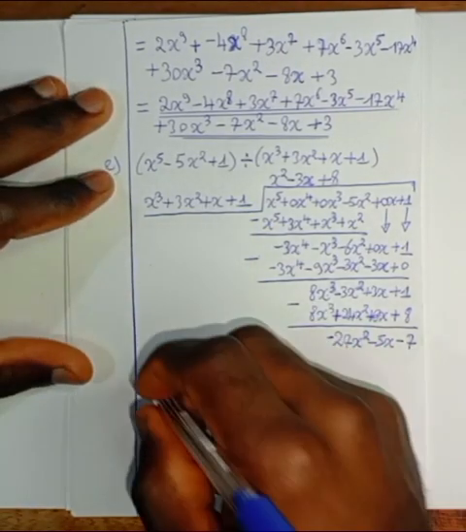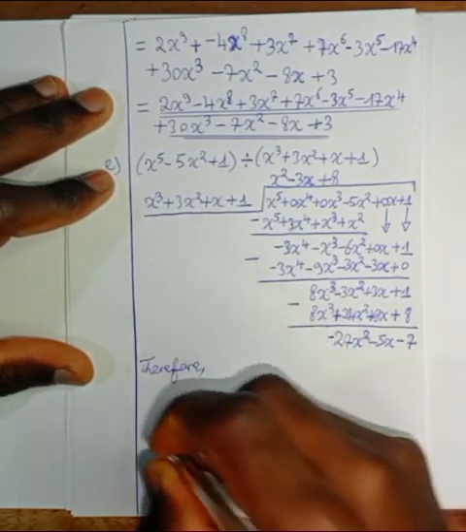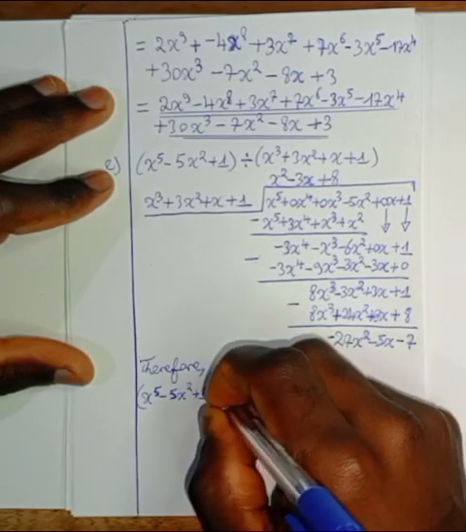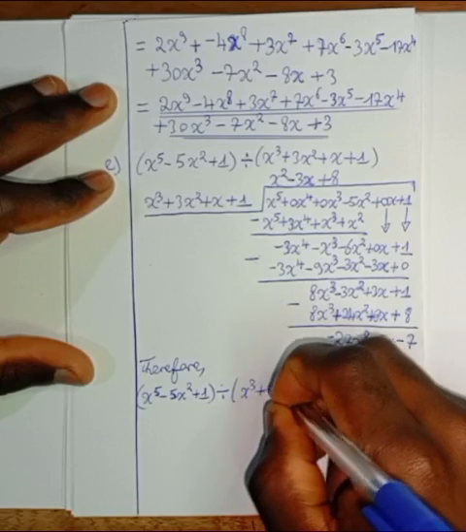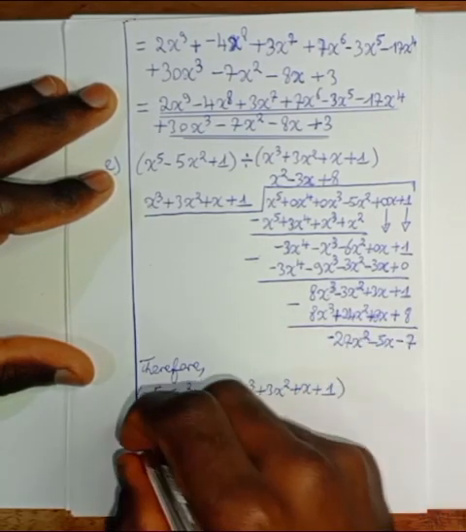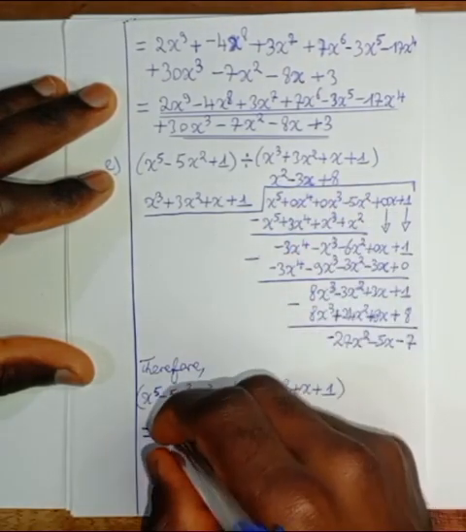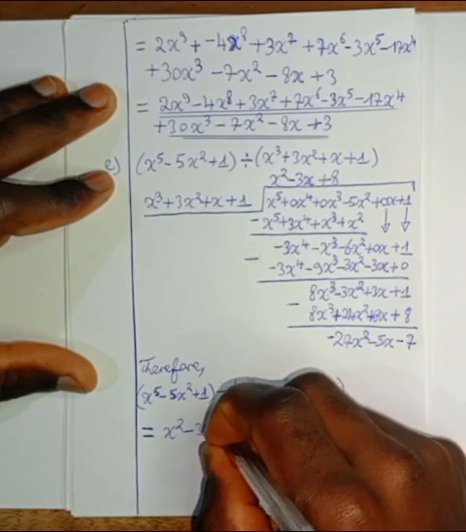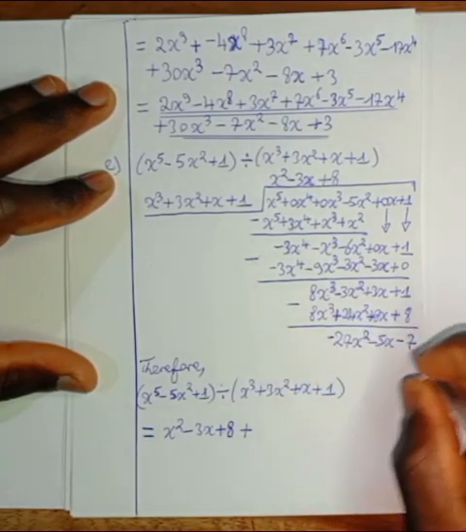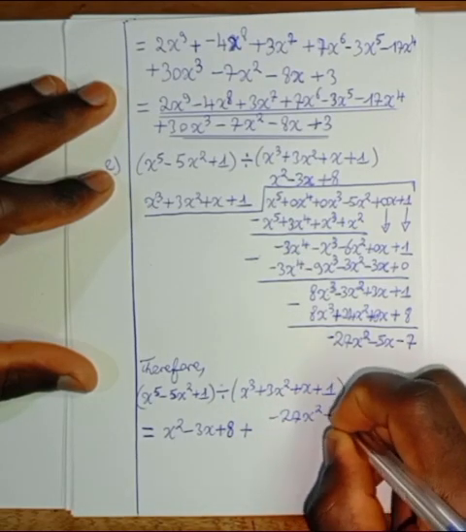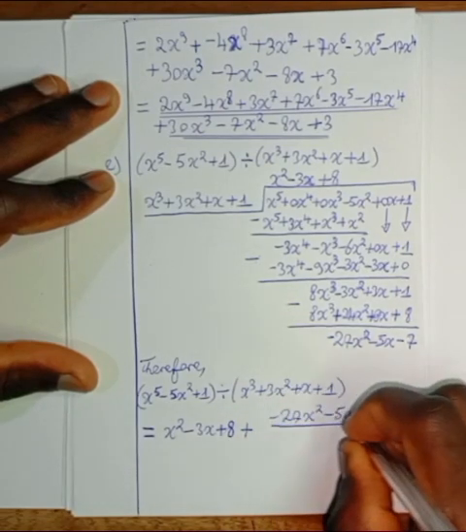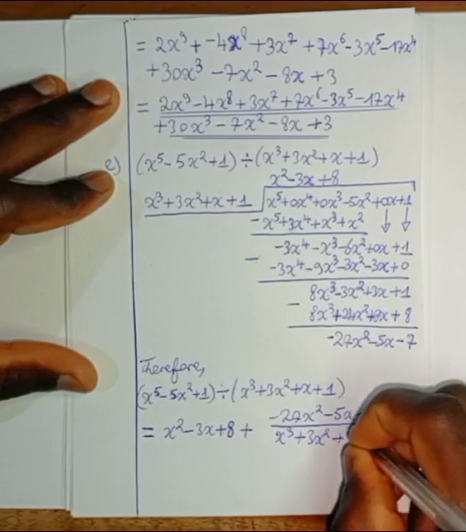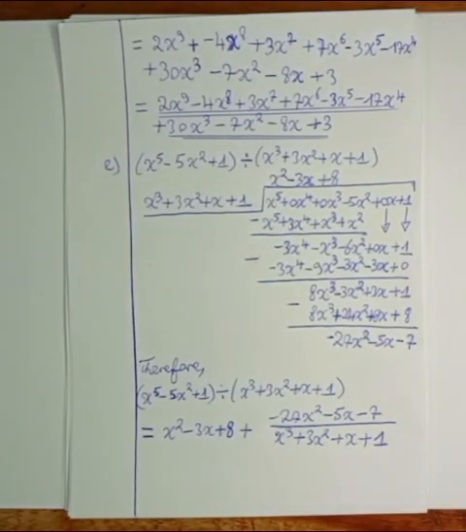We are going to conclude, therefore, that x to the power 5 minus 5x squared plus 1 divided by x cubed plus 3x squared plus x plus 1 is equal to, we copy the quotient, x squared minus 3x plus 8, the whole number part, plus the remainder, negative 27x squared minus 5x minus 7, all over the divisor, which is x cubed plus 3x squared plus x plus 1. So this is the result we are going to obtain.